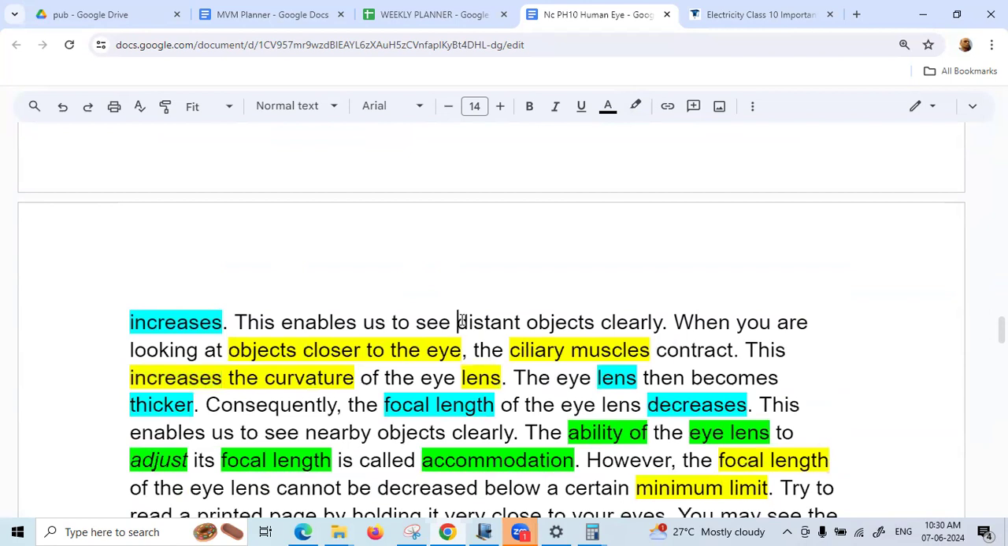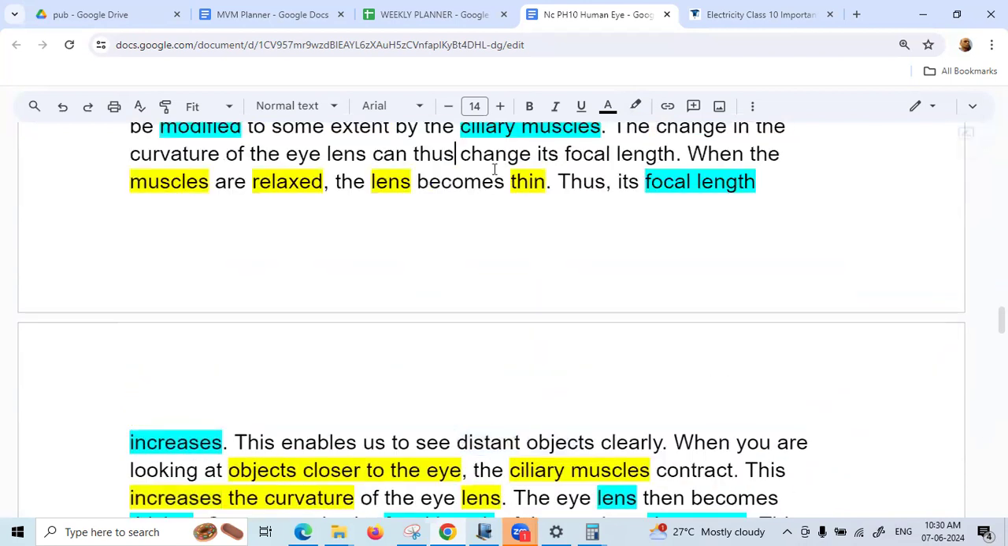Yeah, this is important. Because these muscles relax, the lens is thin. Okay, the focal length is large, it increases. So this enables you to see the distant objects clearly.